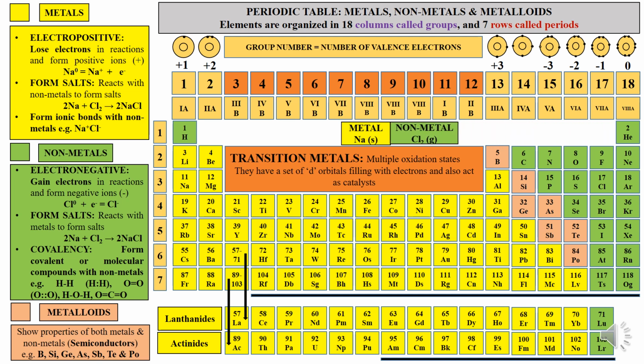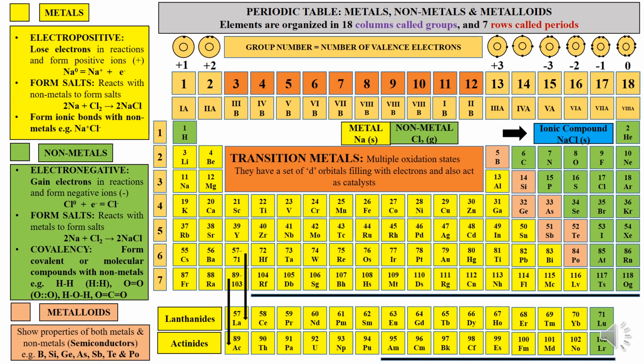Group 6 elements have 6 valence electrons in their outermost valence shell, and they gain 2 electrons in reactions and form negative ions with -2 charge, giving them an oxidation number of -2. Group 7 elements gain 1 electron in reactions and form negative ion with a -1 charge, giving them an oxidation number of -1.